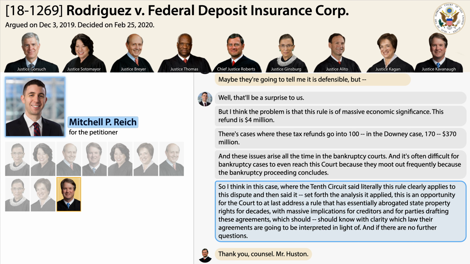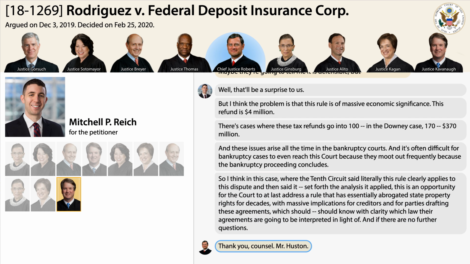essentially abrogated state property rights for decades, with massive implications for creditors and for parties drafting these agreements, who should know with clarity which law their agreements are going to be interpreted in light of. And if there are no further questions. Thank you, counsel.